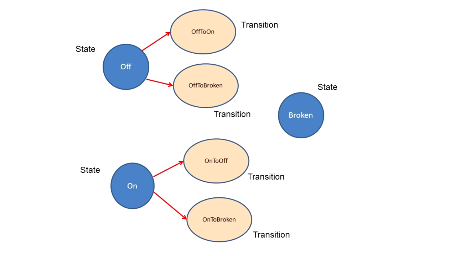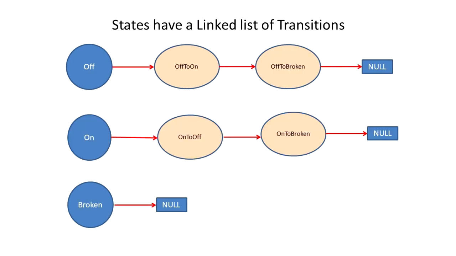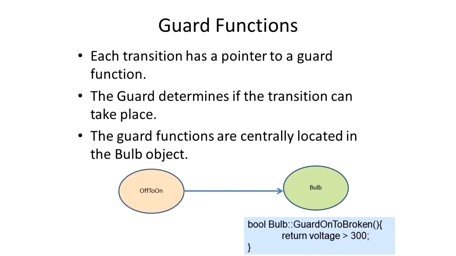And so here in this view, we can see that the states on, off, and broken are modeled as objects. And we also model the transitions as objects too. And each state object will maintain a separate linked list for the transitions that correspond to that state. So we'll actually have to iterate through each linked list to be able to get to the appropriate transition object. And the reason for doing this is that each transition object will have a pointer to a guard function to determine whether or not that transition can take place.